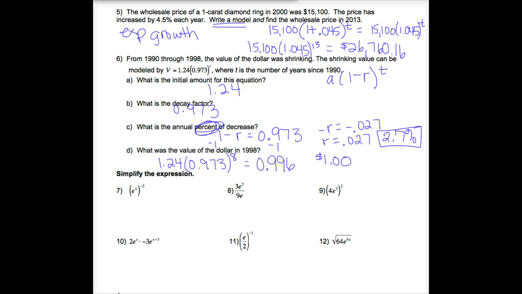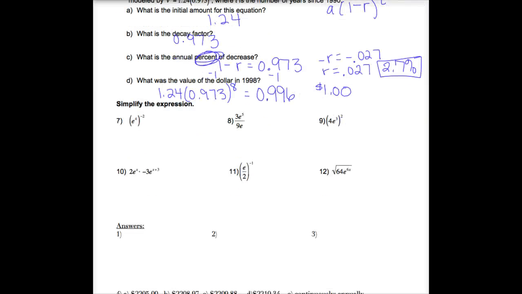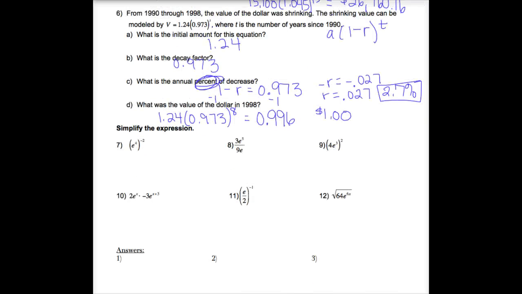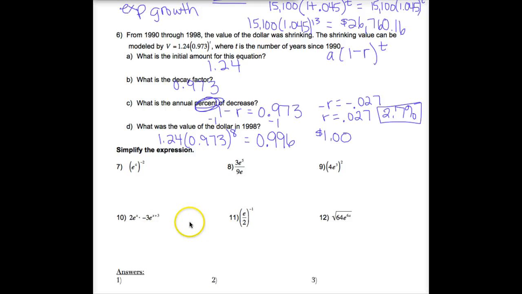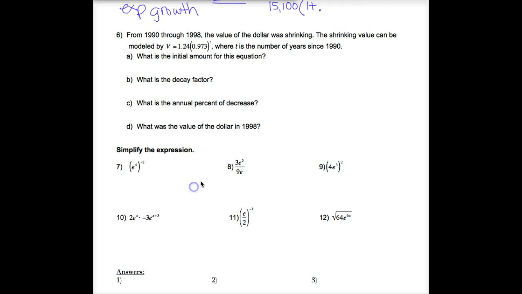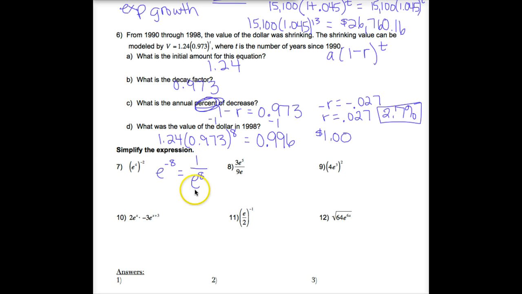All right, the last one, simplifying these expressions, this is all just exponent rules. The only difference is we've got a base of e. So this is power of a power. When you have power of a power, you multiply the exponents. 4 times negative 2 is negative 8. Can't leave negative exponents in our answer, so we reciprocal them and make the exponent positive. So that's how I got that answer.